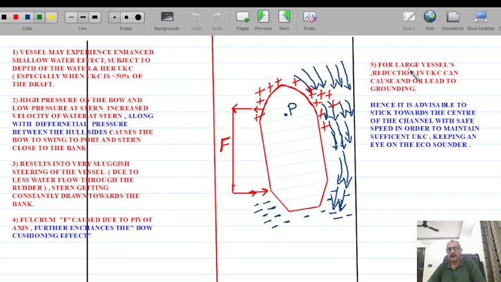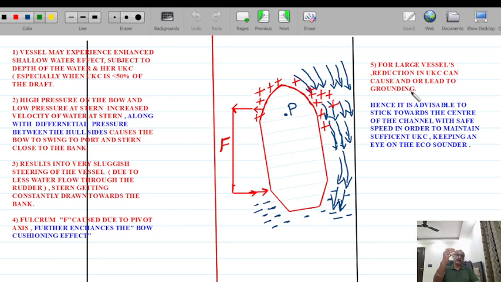For large vessels, reduction in UKC can cause and or lead towards grounding. So, when large vessels are traversing either narrow channels or canals, in particular the Suez Canal, because right now we are having loads of incidents in the Suez Canal, the mariners forget to understand the factuality and the reality of it. That is the reason why I'm trying to stress upon it: for large vessels, reduction in the UKC can cause and or lead towards grounding.